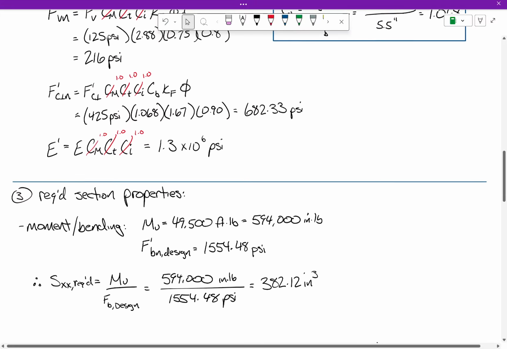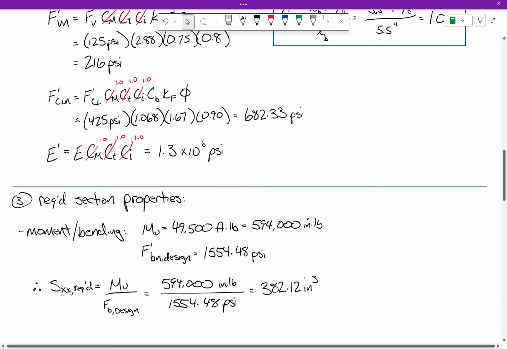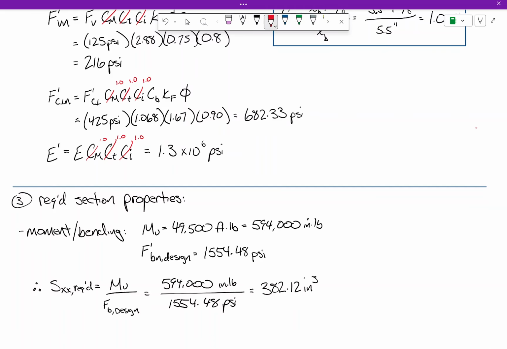Our required section properties, so we'll take it one step at a time. Sorry about that. For moment, we know our factored moment. We know our design bending stress. So if sigma equals M over S, then S equals M over sigma. We can just take our moment divided by our adjusted design stress, which we'll call F prime B. Sorry, put that in there. And then we get a value of 382.12 cubic inches.